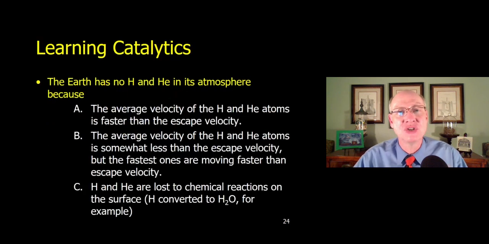So now I want you to answer this question. The Earth's atmosphere has no appreciable amount of hydrogen and helium. They're the two lightest elements. Why is that? Is it A, the average velocity of the hydrogen and helium atoms is faster than the escape velocity? B, the average velocity of the hydrogen and helium atoms is somewhat less than the escape velocity, but the fastest ones are moving faster than the escape velocity? Or is it C, hydrogen and helium are lost to chemical reactions on the surface? Hydrogen is converted to water, for example.